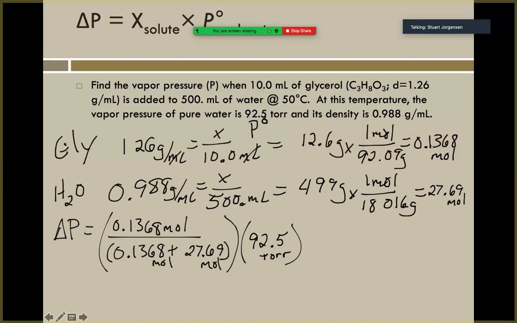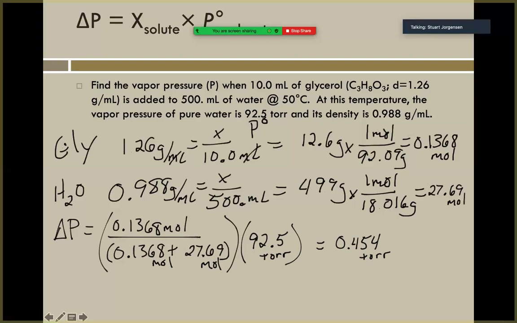When we actually multiply all that together in our calculator, we get a small number. I ended up getting 0.454 torr on my calculator after I ran this. Remember, there's going to be a little wiggle depending on how you estimated or rounded. The best approach is to leave it all until the end and then round once at the end.